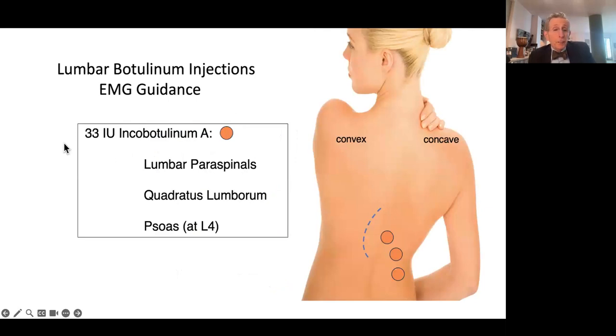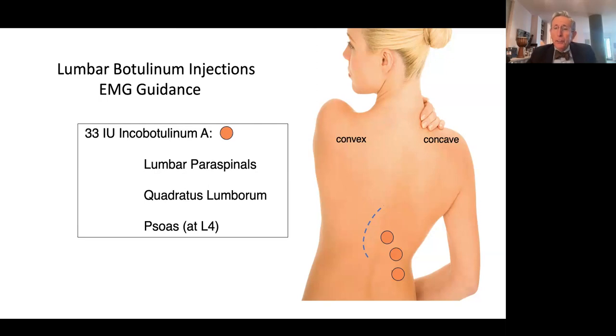Here's what we had. We injected 33 units of incobotulinum toxin A, first in the paraspinal muscles opposite the apex of the curve, then in the quadratus lumborum, a little lower down, maybe L3. L3 is what we aimed for. And then the psoas muscle at L4, where all the little slips that come from the vertebral bodies and the transverse processes unify into that powerful muscle.